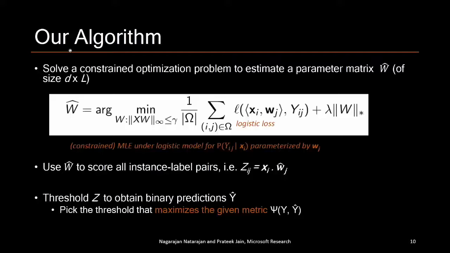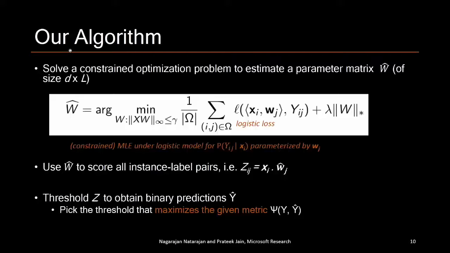Once you have this parameter matrix, you can score all the instance-label pairs. It's just linear: you do an inner product of the features with the corresponding label parameter, and you get these scores. Then you threshold these score values at a particular number, such that you can turn these scores into predictions and finally evaluate. Basically, that's the output of your system.